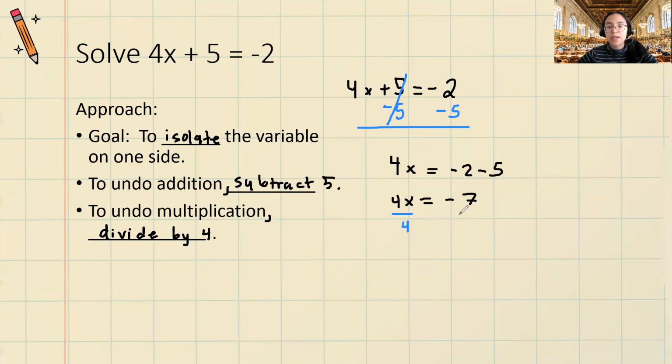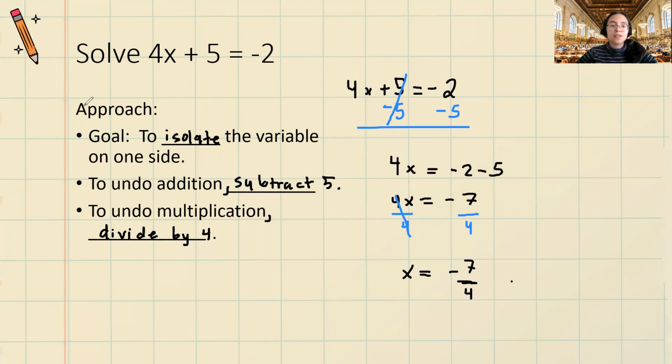We're going to divide 4 here, and we're going to divide 4 here. These 4s will cancel, and so we'll be able to bring down our variable. And -7/4, well, we can't reduce that any further. We'll just leave it as an improper fraction, but we've solved for x.